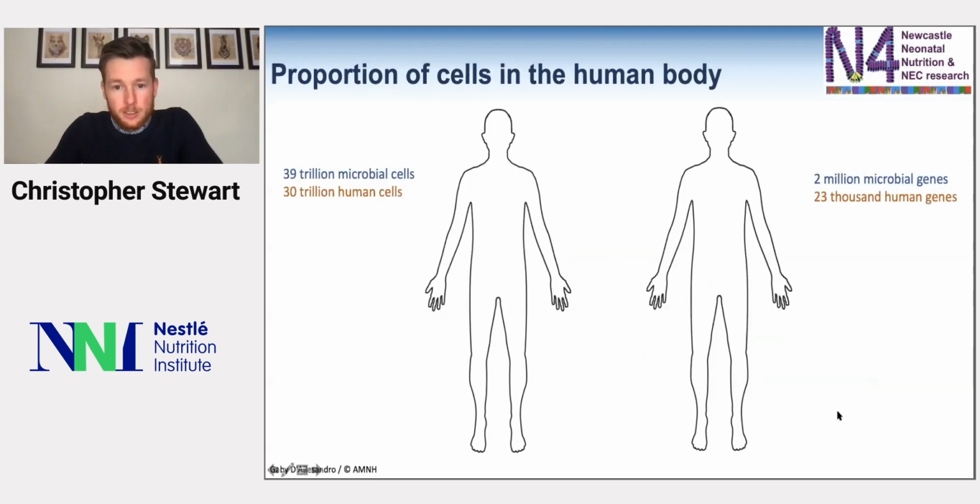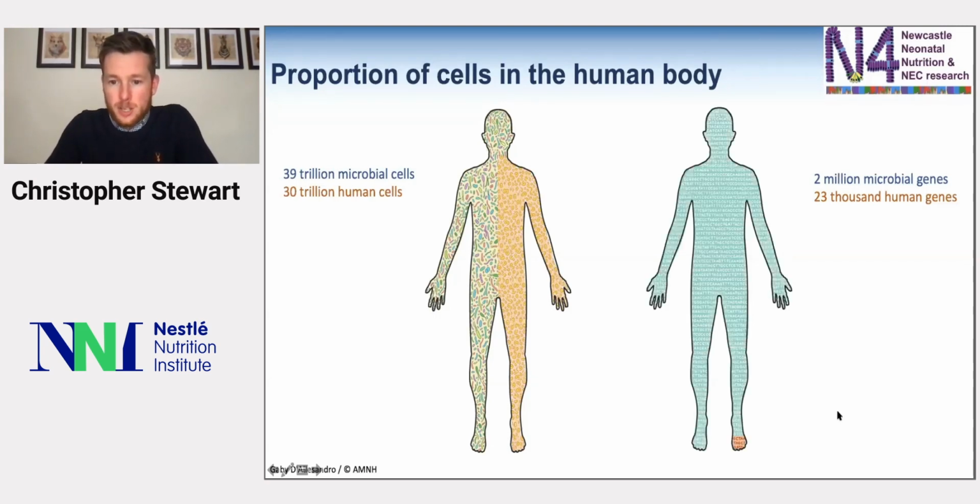And in adults, at least, around 56% of the cells in the human body come from our microbes, and less than half from our own human cells. When we consider that at the genetic level, less than 1% of all genes in the human body come from our human genes, and over 99% come from our microbes.